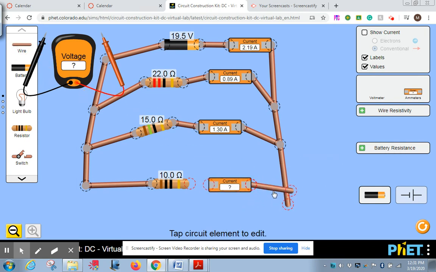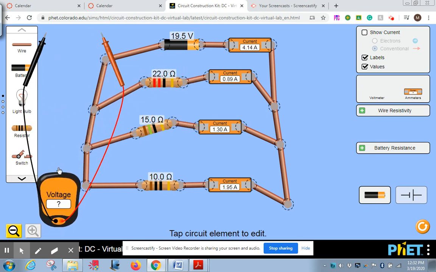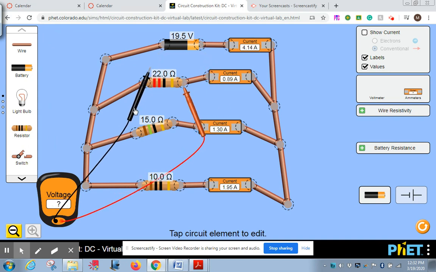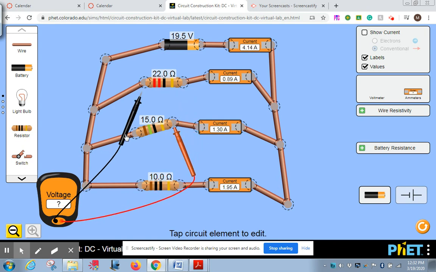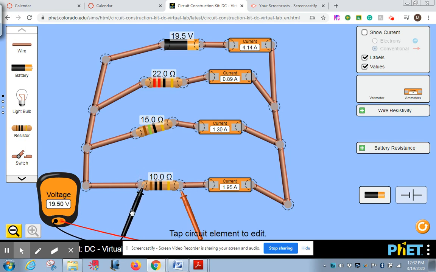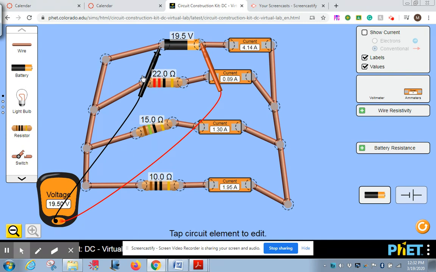The way I have it now, I have all 3 ammeters hooked up to the 3 resistors. I actually have one for the total current. And then your voltmeter, you just put this around and hold these 2 probes anywhere in the circuit, and you can measure the voltage over each device. So put it over the resistor, you get the voltage over that device.